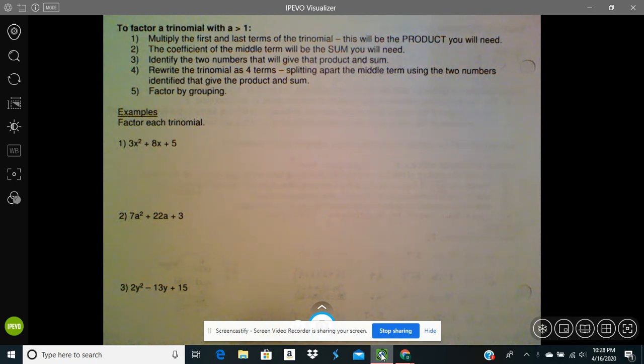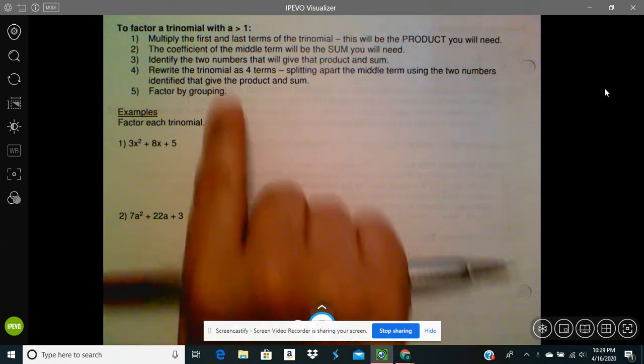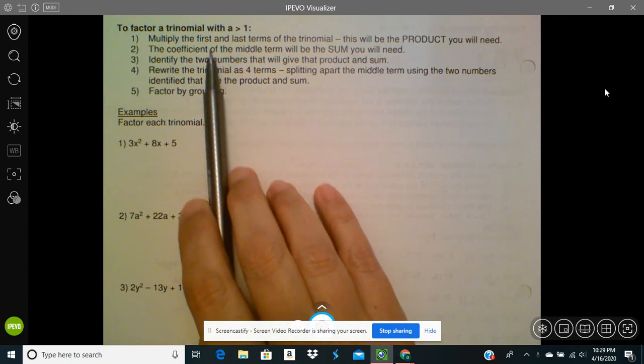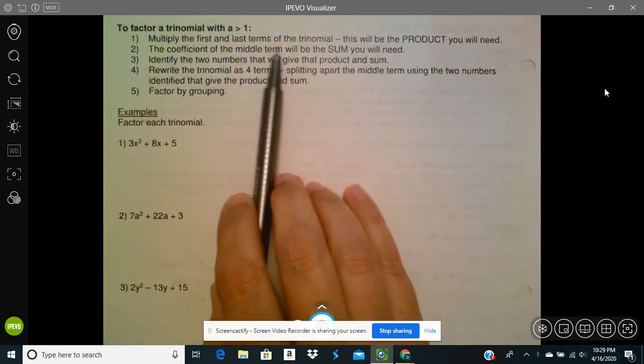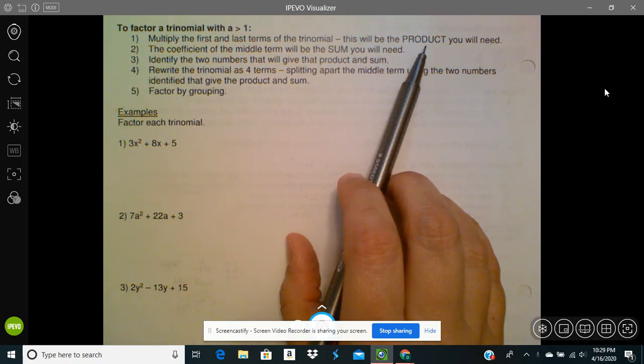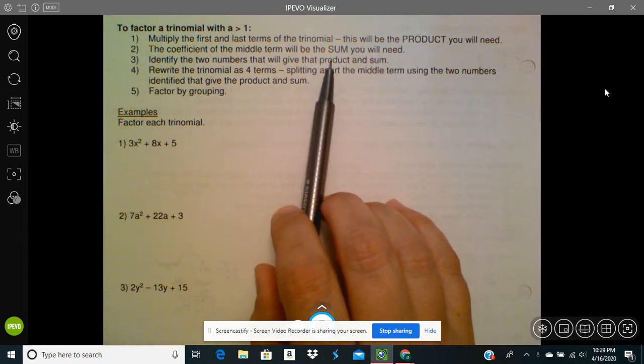All right, so let's talk about factoring trinomials when we have a leading coefficient that's greater than 1. I'm quickly going to go through the steps and jump right into the actual problems. You're going to put this in descending order, and then multiply the first and the last terms. This is going to be the product that you need. The coefficient of the middle term will be the sum.